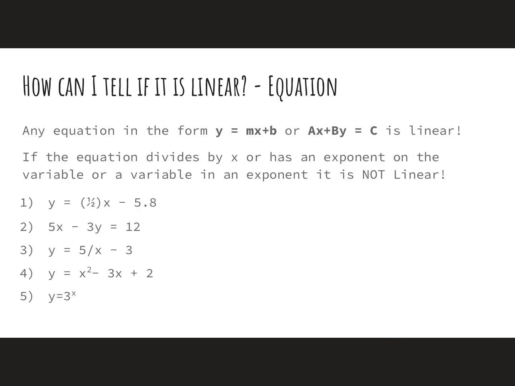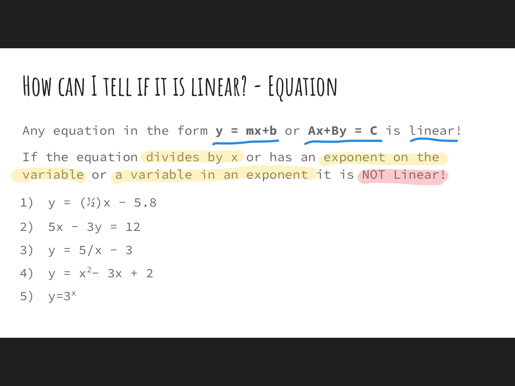Okay. So when I'm looking at an equation, how can I tell if it's linear? Any equation that we can write as y equals mx plus b or ax plus by equals c is linear. So any of them that can be rewritten this way. Here's the big thing to keep in mind. If an equation divides by x, has an exponent on the variable, or has a variable in an exponent, it is not linear. Okay, those are not linear.